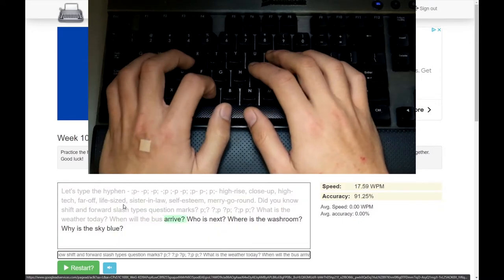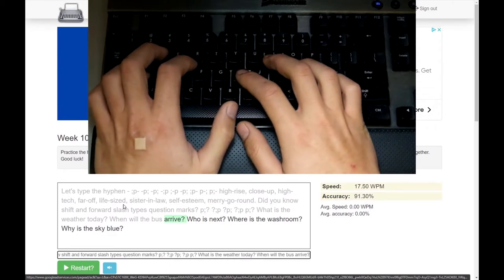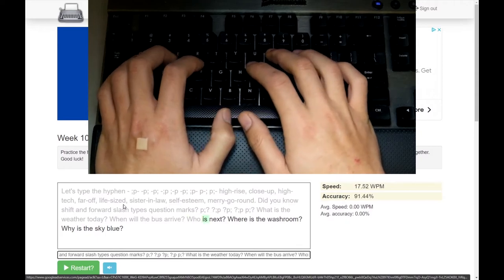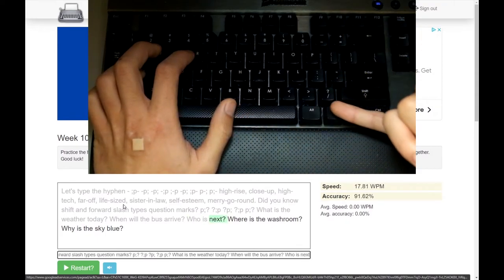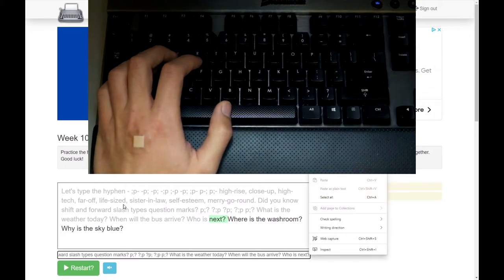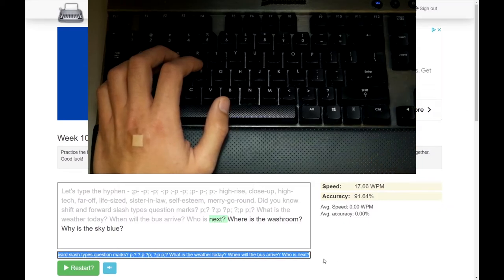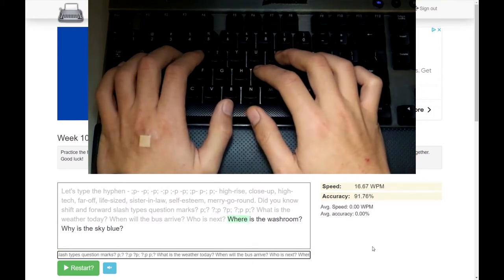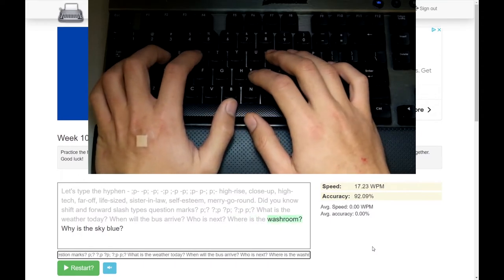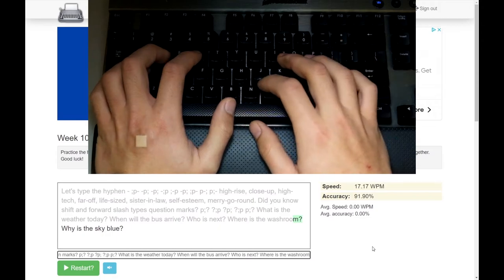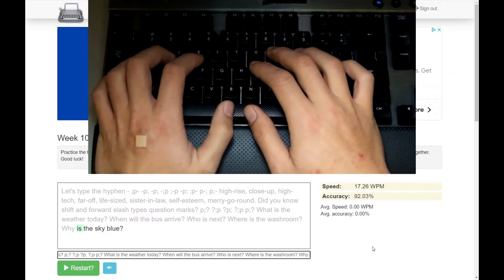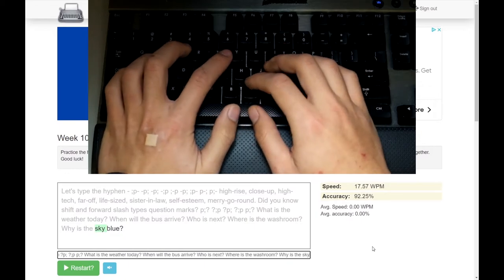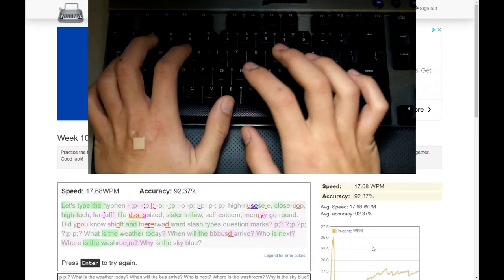W-H-E-N W-I-L-L T-H-E B-U-S A-R-R-I-V-E, and then again, question mark, so forward slash and shift. W-H-O I-S N-E-X-T, again, forward slash with the pinky and shift with the left pinky. Let me find my place here. Okay. W-H-E-R-E I-S T-H-E W-A-S-H-R-O-O-M, and then again, question mark. W-H-Y I-S T-H-E S-K-Y B-L-U-E, and end with a question mark.